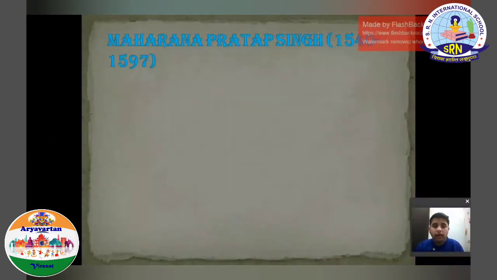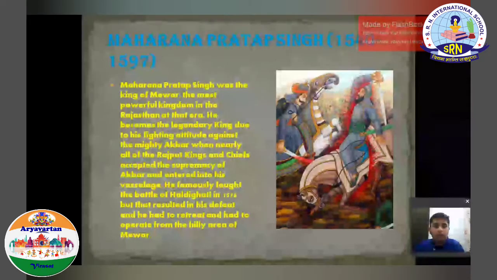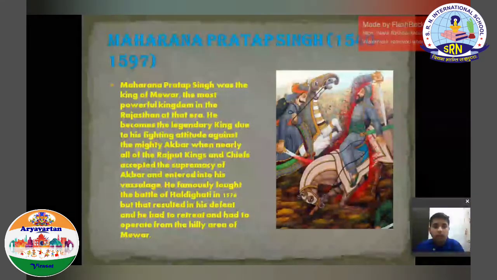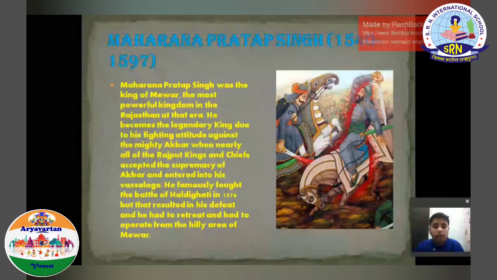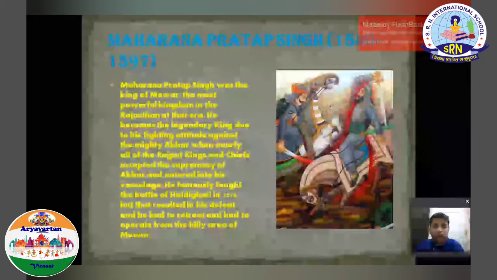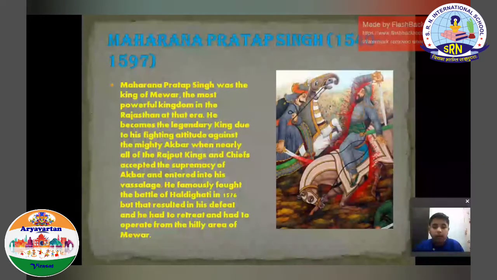Maharana Pratap Singh, 1540-1597. Maharana Pratap Singh was the king of Mewar, the most powerful kingdom in Rajasthan at that era. He became the legendary king due to his fighting attitude against the mighty Akbar when nearly all of the Rajput kings and chiefs accepted the supremacy of Akbar and entered into his vassalage.